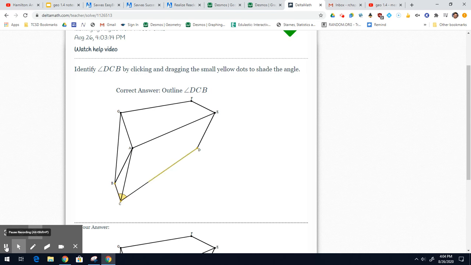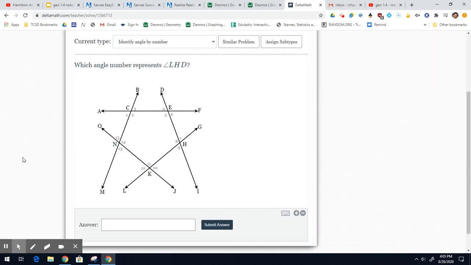All right, the last type of problem here says which angle number represents angle LHD. So this is kind of tying in the naming of angles. And again, it's an identifying angle kind of problem. So I'm going to grab my pen again. Angle LHD. So I'm going to find L. L's here. And again, they're kind of being very lackadaisical with the points. They should really be a point here, and they should call that point L. But again, our book does it too. So L to H to D.